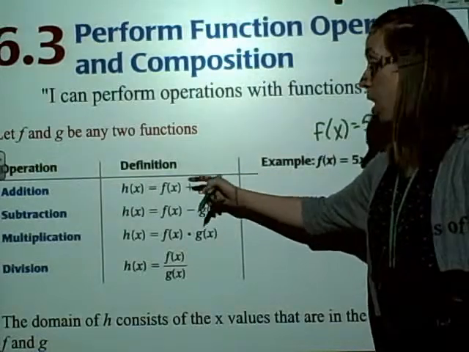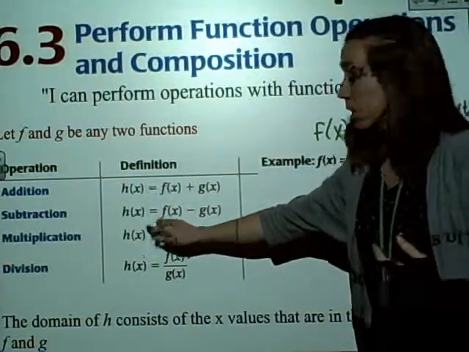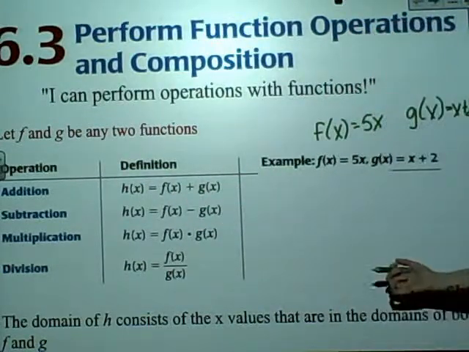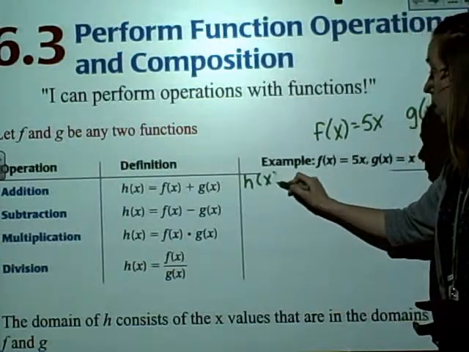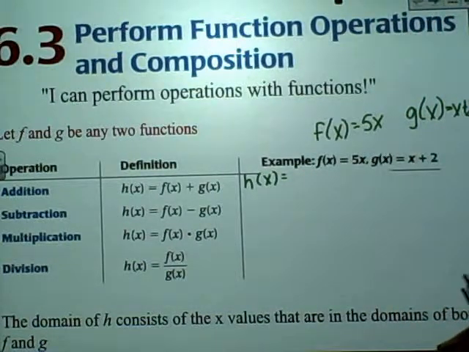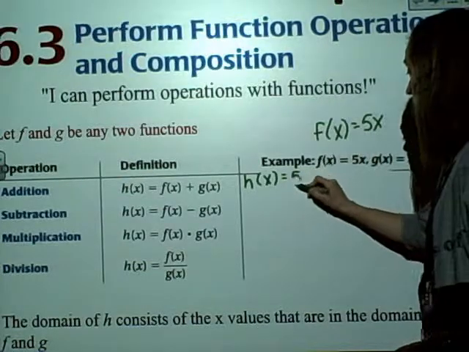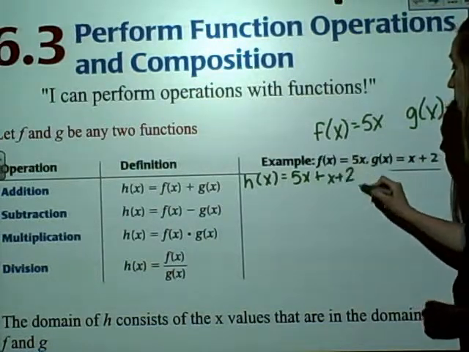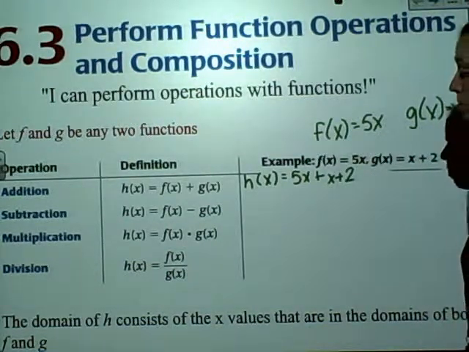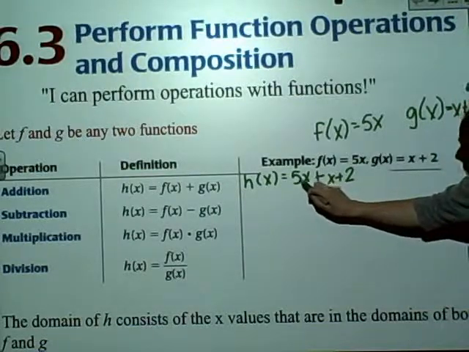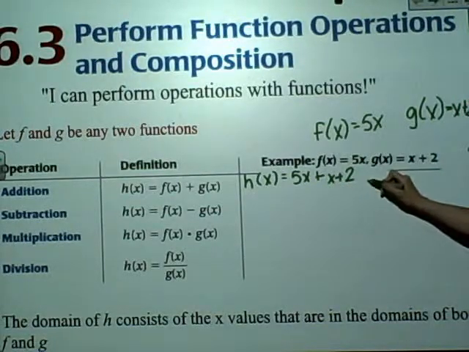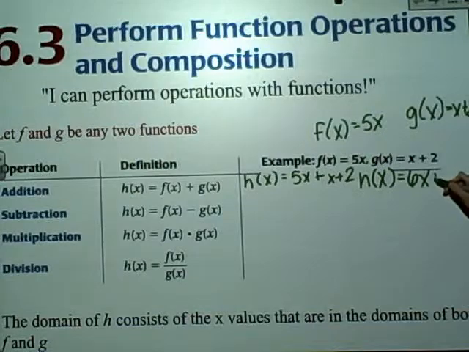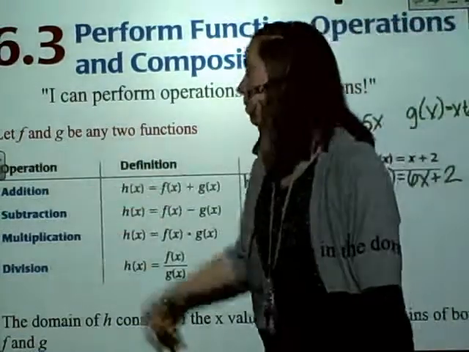According to this rule, all I have to do to figure out a new function, h of x, would be to add f of x plus g of x. So I'm going to do that. I'm going to say h of x would be equal to f of x, and for me, that's 5x, plus g of x, which is x plus 2. Now all I have to do is combine like terms just to figure out my new function. 5x plus x gives me 6x. So my new function, h of x, equals 6x plus 2, according to the addition property.